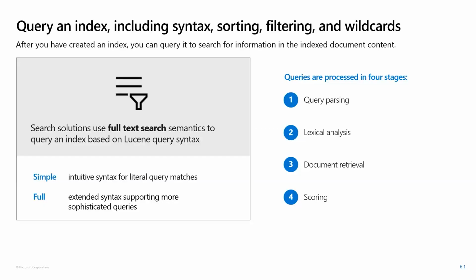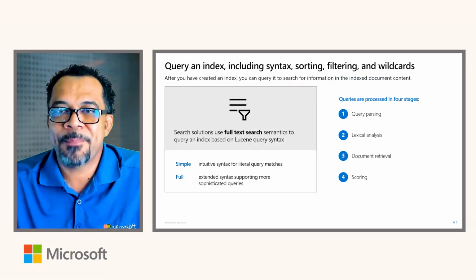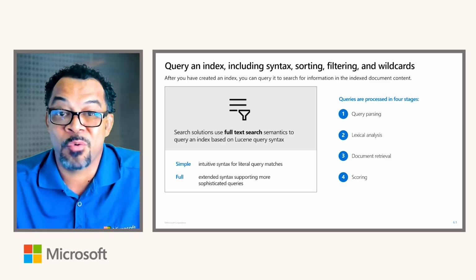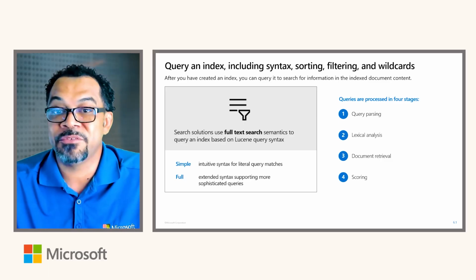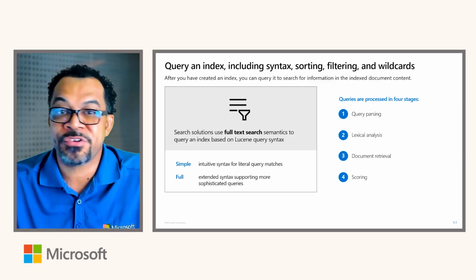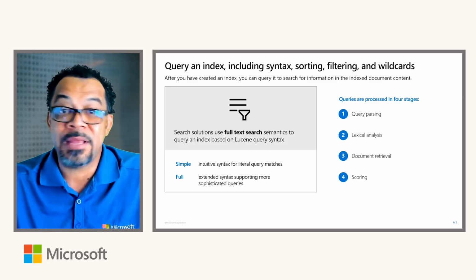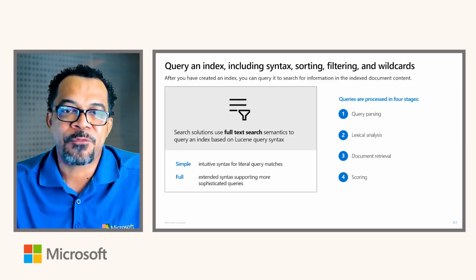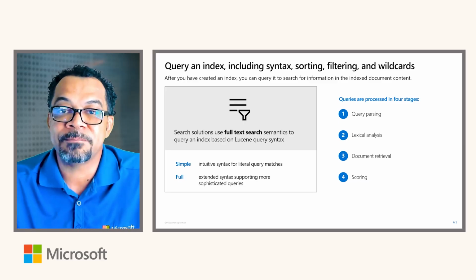Know the two types of search solutions, which are simple and full. Know the common parameters submitted with a query: search, query type, search fields, select, and search mode. Know the 4 stages in which queries are processed, which is query parsing, lexical analysis, document retrieval, and scoring. You can refer to the tutorial on how to search the index in a web application.